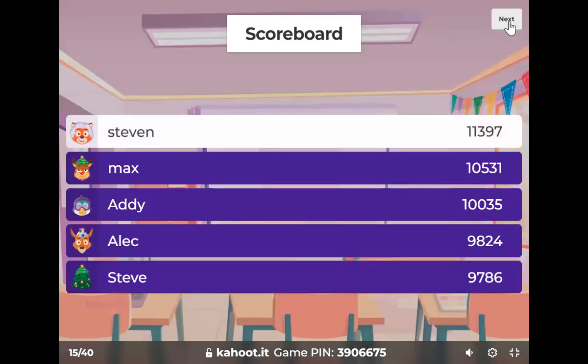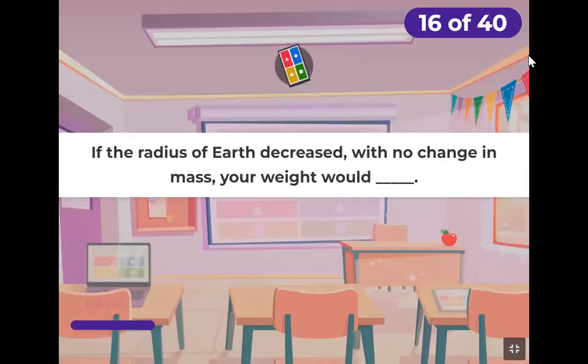Bet you guys could write the equation there, right? If the radius of Earth decreased with no change in mass, so we're just squashing the Earth down, what would your weight be at the surface?